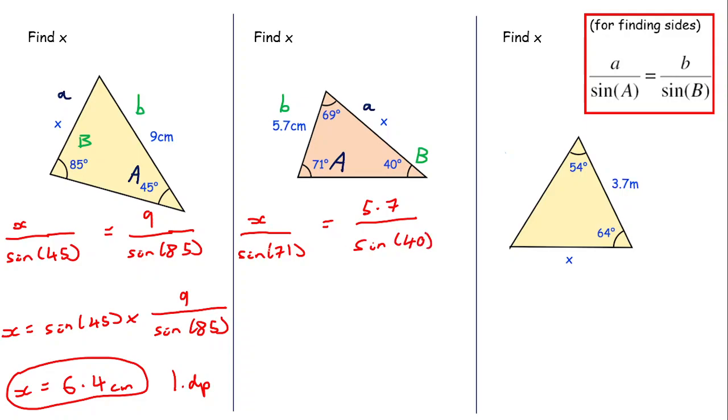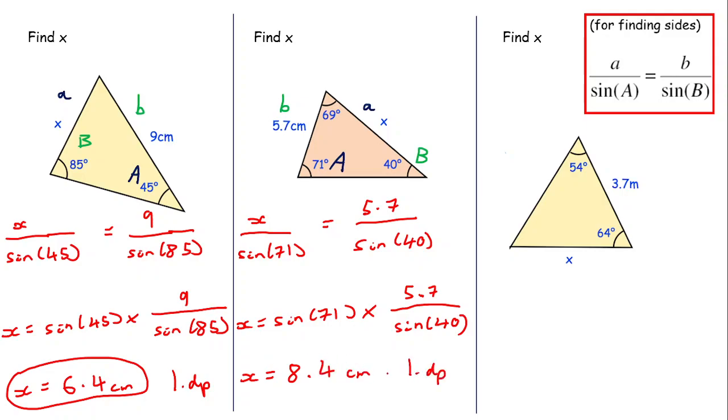I'm trying to find x, so I've got to times through by sine 71. So x is going to be equal to sine 71 times 5.7 over sine 40, and then plug that into my calculator. If I do that, let's see what we get. Sine 71 times 5.7 over sine 40. And there we go. To one decimal place, we're going to get 8.4 centimeters. Again to one decimal place, and that there is your answer.